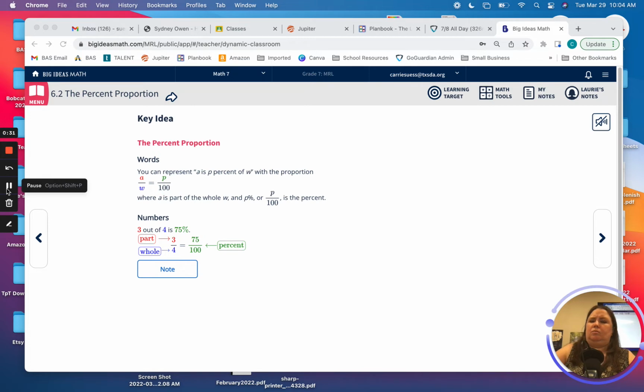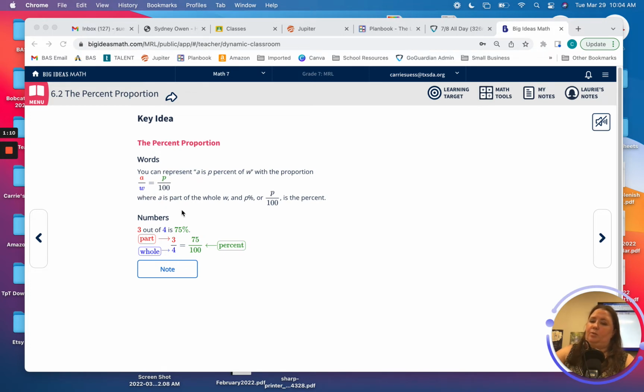With the percent proportion, when you hear proportion, think ratio or fraction. You're just writing a ratio. You can represent A is P percent of W with the proportion A over W equals P over 100. So we're writing equivalent fractions here, guys. You've done this 100 times. A is the part of the whole, and you see A over W equals P, or percent, over 100.